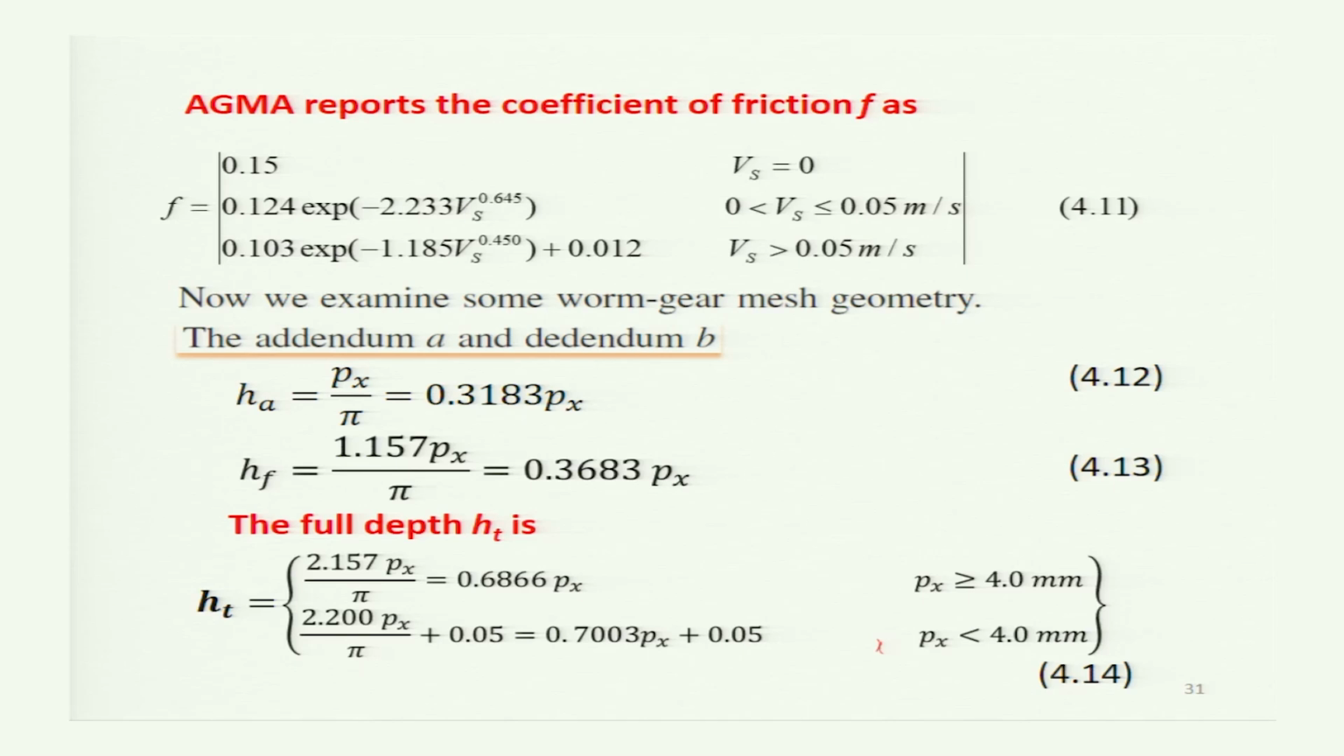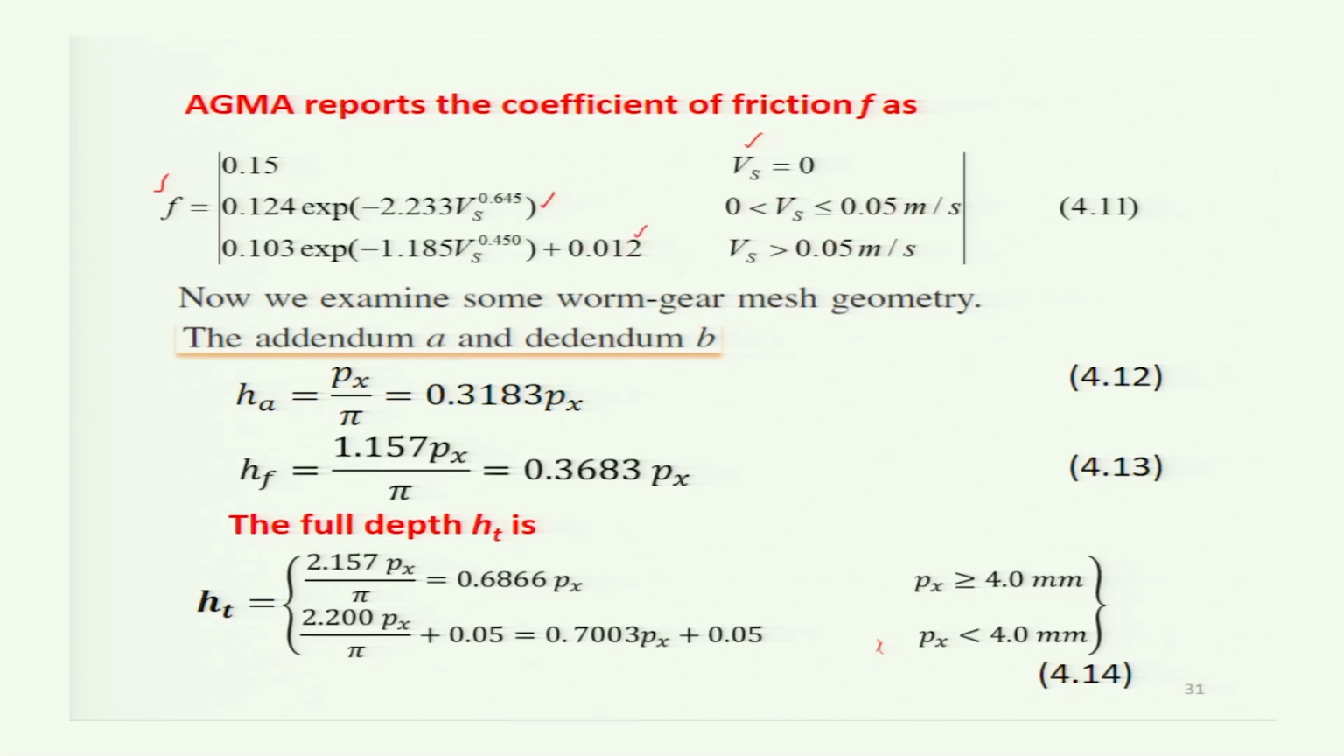Then the coefficient of friction is determined from the sliding velocity Vs. If the sliding velocity is 0, that means the stationary condition, then the coefficient of friction is taken as 0.15. For the sliding velocity between 0 to 0.05 meter per second, the second formula, and with the Vs greater than 0.05 meter per second, the third formula is used.